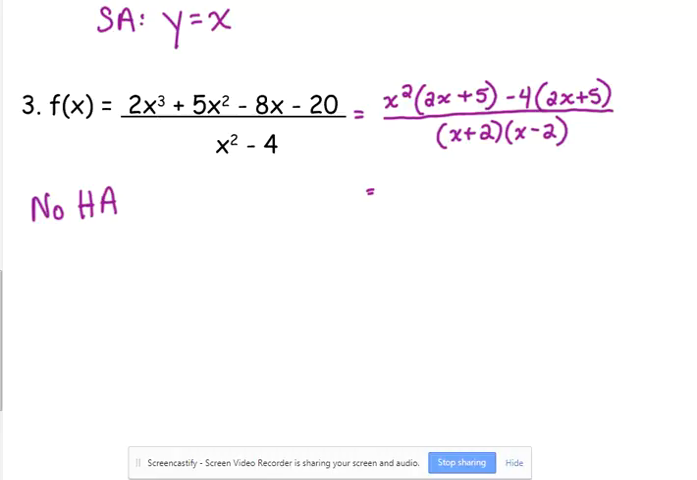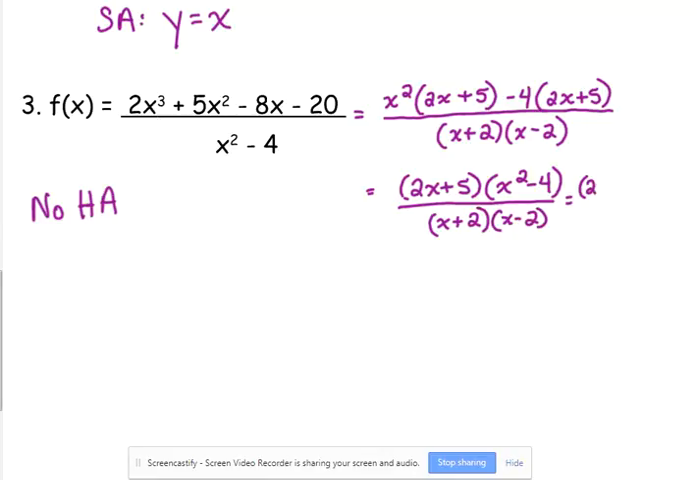Don't overlook it. We've got to continue with our grouping. 2x plus 5 times x squared minus 4. Fortunately, we just factored x squared minus 4. And I do want to factor it here because I'm going to need it in factored form anyways when I solve these. And I'm going to run out of room. There we go. Just made it.